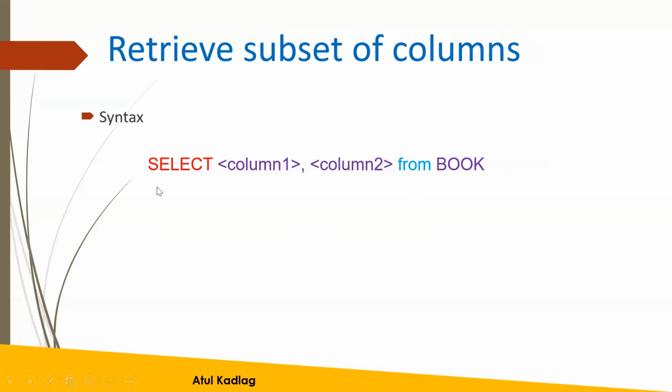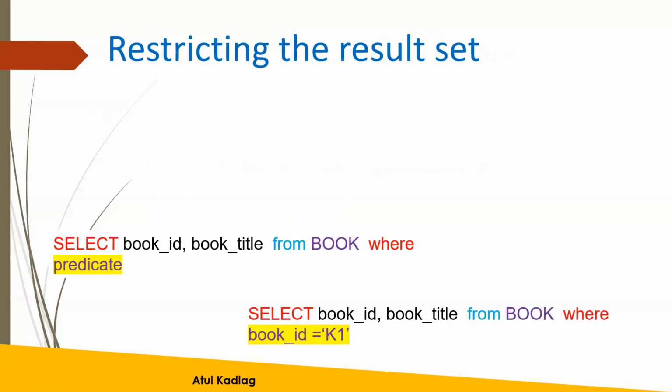So this is a statement as an example. From the book table, we want to see column 1 and column 2 data. That is the syntax.